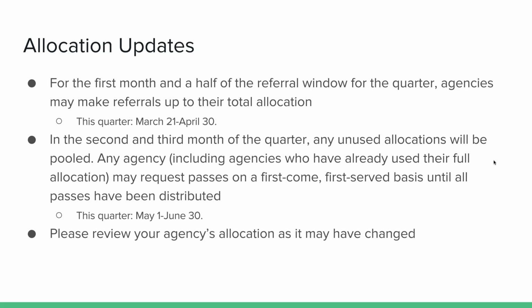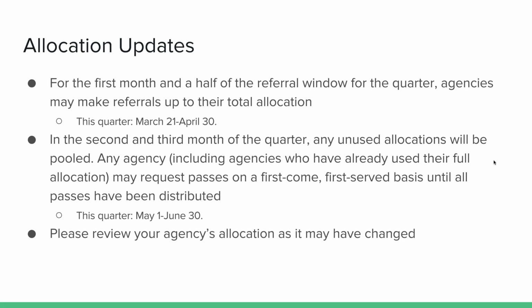I also wanted to go over some changes to the allocations that will start this quarter, which is going to be April 2016. For the first month and a half of the referral window, agencies are going to be able to make referrals up to their total allocation. For agencies or users who are new to UPLIFT, allocation is a number of passes that your agency has every quarter to give to clients or to request for your clients.